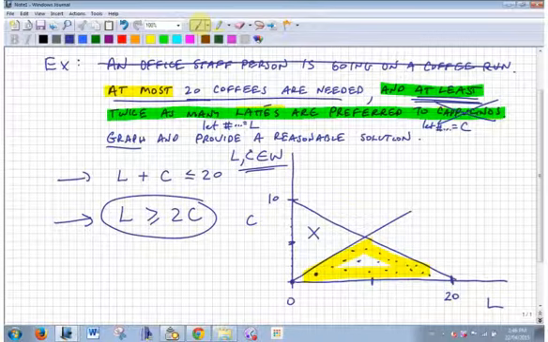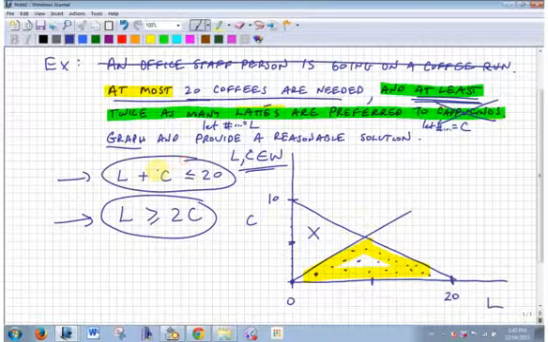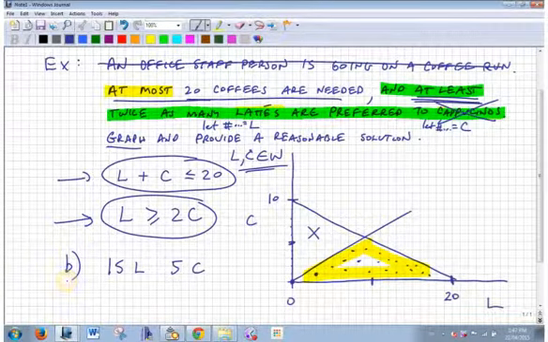So lastly, pick a reasonable solution. And did you need to graph this whole thing to come up with this? No. What's a reasonable solution for this person going on a coffee run? I don't know, 15 lattes, 5 cappuccinos. Does that work? Is it reasonable? Sure. It's 20, and I got at least twice as many lattes as cappuccinos.